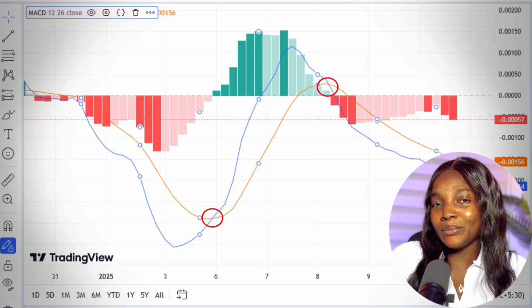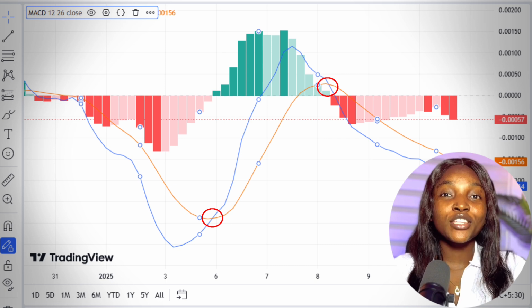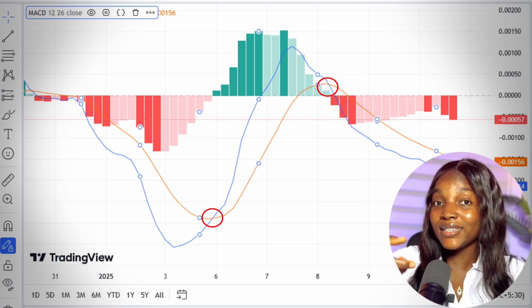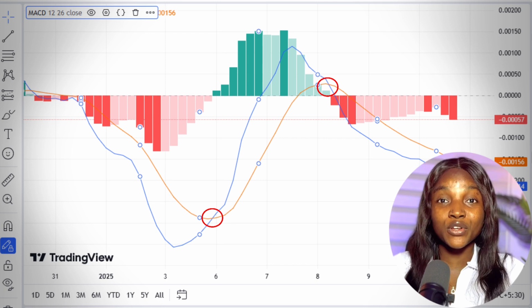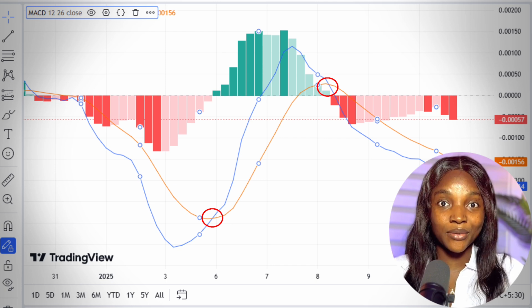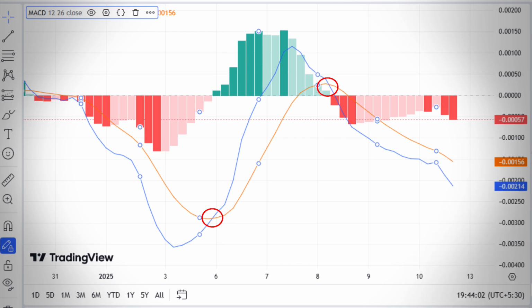So when you are looking at the MACD indicator, you want to pay attention to crossovers between the MACD line and the signal line. This is because traders use these crossovers as trading signals. When the MACD line crosses above the signal line, it's a bullish or a buy signal. And on the other hand, when the MACD line crosses below the signal line, it's a bearish or a sell signal.